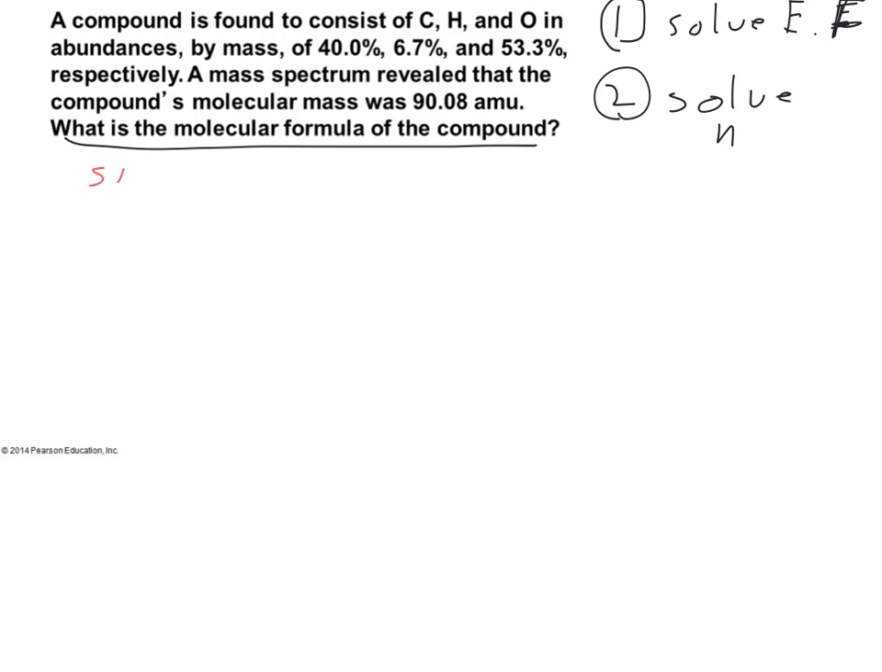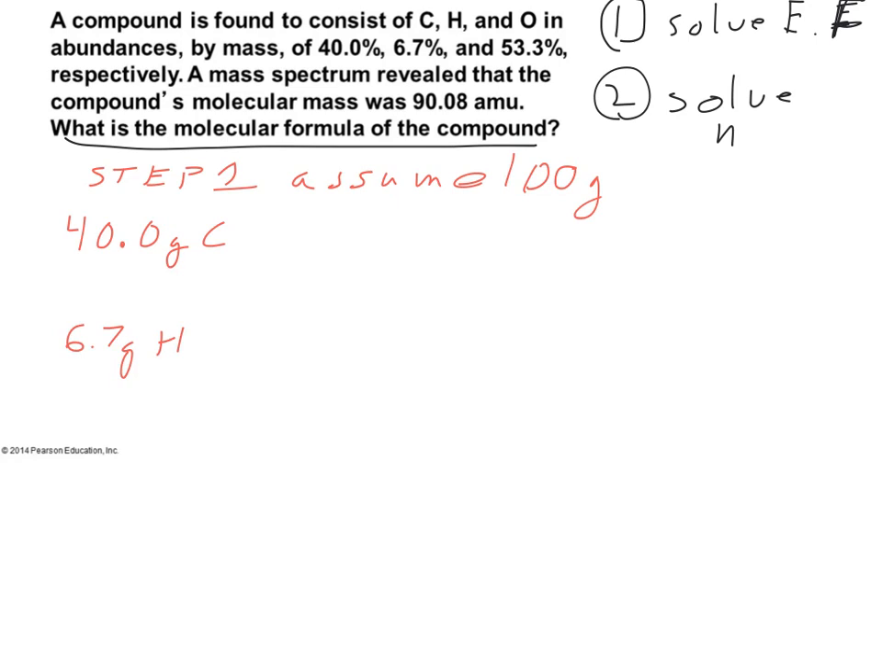So step 1, we're going to assume 100 grams, meaning that we're starting off with 40 grams of carbon, 6.7 grams of hydrogen, and 53.3 grams of oxygen. Step 2, calculate our moles.